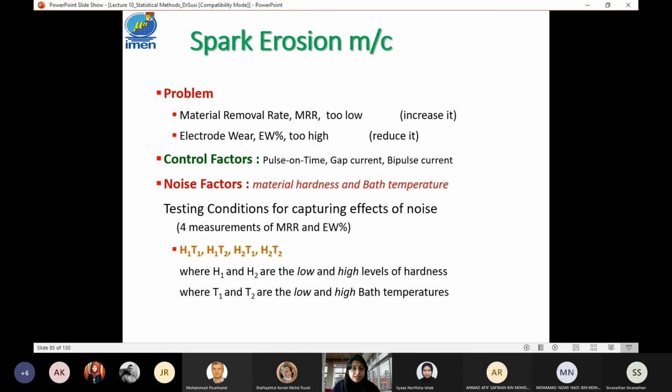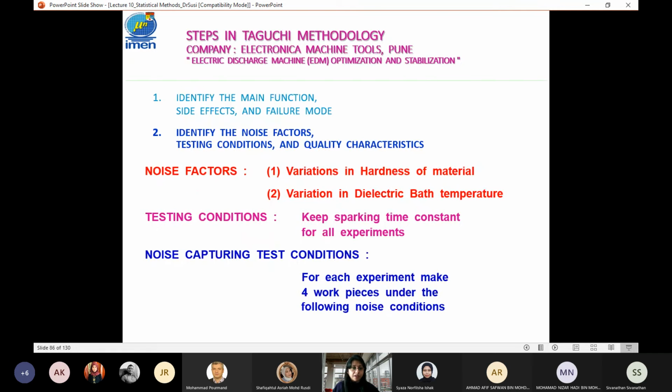The testing conditions, so as to capture the effects of the noise. You can see here for the hardness, there is a low hardness H1 and a large hardness H2. H1, H2, low and high levels. Of course, these are within the limit of the material. When you're purchasing, you have a spec. You can take the low level and the high level. And then there's temperature, low and high bath temperatures. So these are the noise factors, H1, T1 and H2, T2, and also the in-betweens.